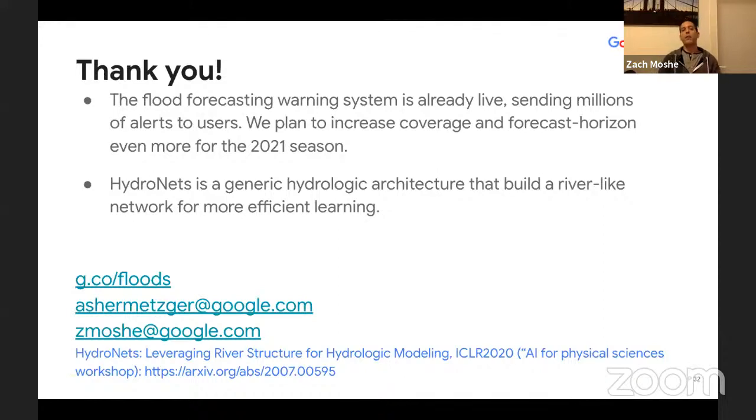I've touched on HydroNets. I presented the basic HydroNets that we have, and that's a generic architecture that we can then plug in multiple models. It builds the river-like network, and then it allows you to plug and play different models for different parts of the hydrological modeling.